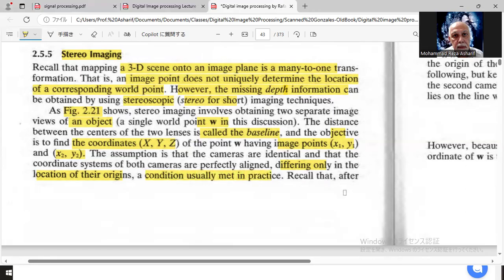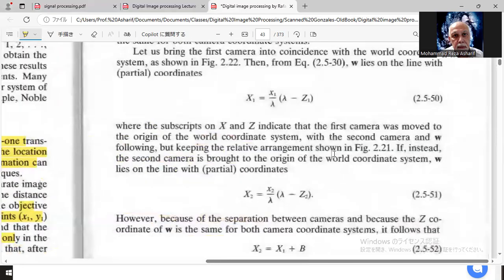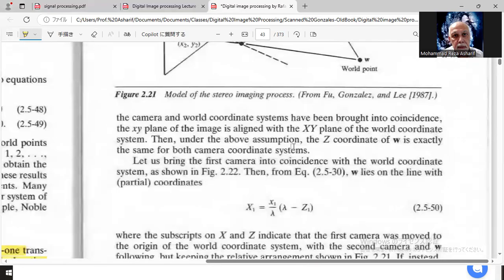Recall that after the camera and world coordinate systems have been brought into coincidence, the xy plane of the image is aligned with the xy plane of the world coordinates. Under this assumption, the z coordinate of the world point W is the same for both cameras, exactly the same.